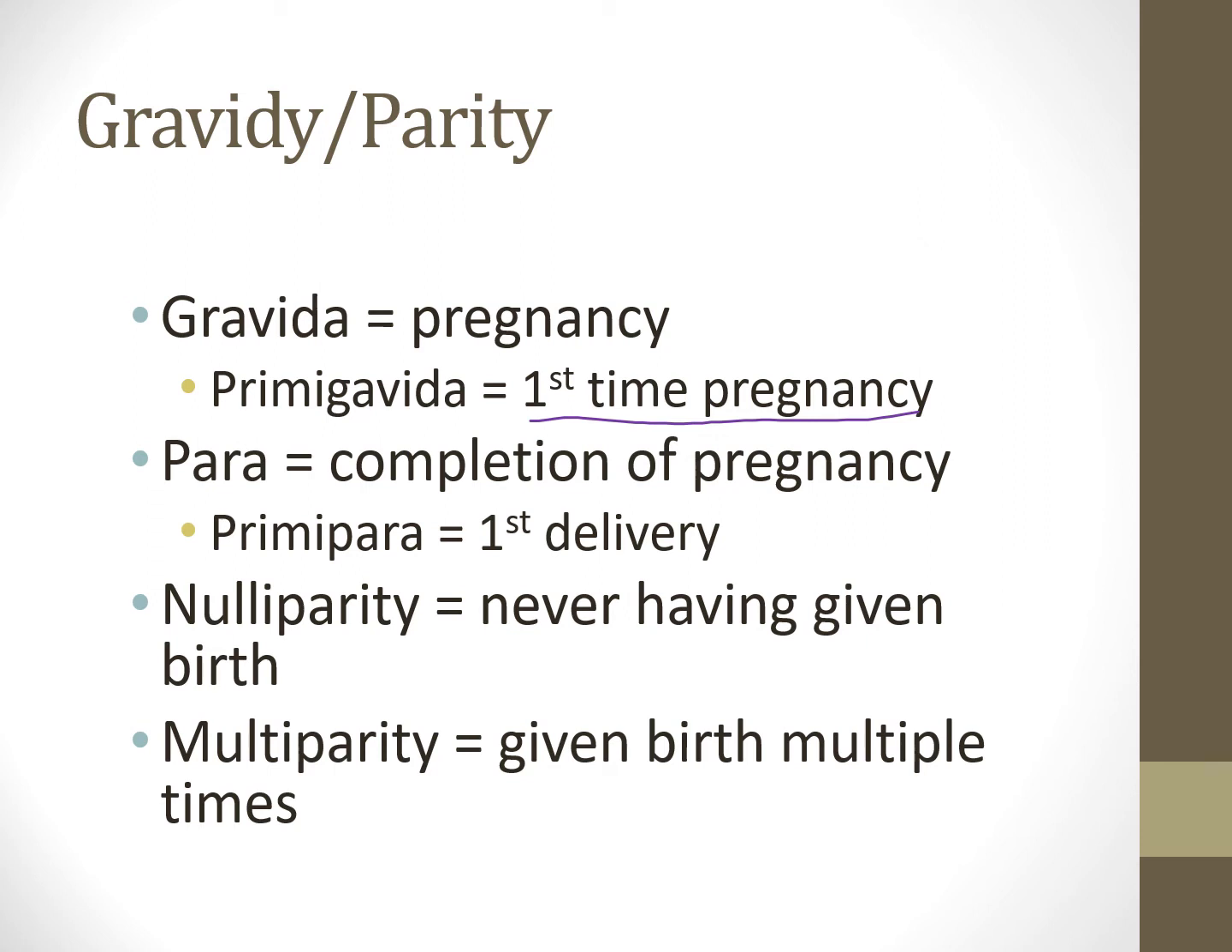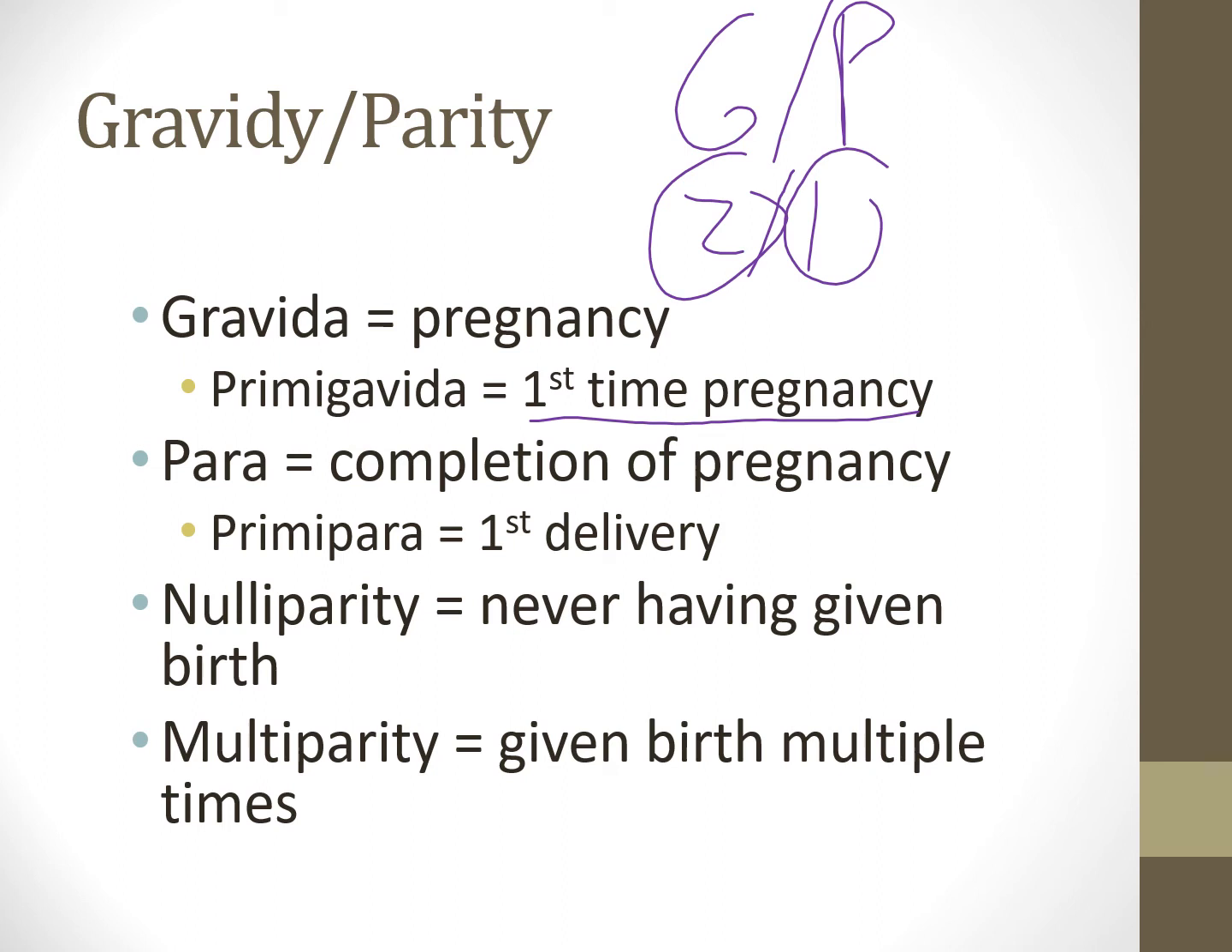When you go to those deliveries, para means they've had completion of pregnancies. So primipara means they've delivered their first baby, right? Nulliparity means they've never given birth. And multiparity means they've given birth multiple times. So if someone has a GP score of 2 to 1, well, they've been pregnant twice. They've had 1 completion of the pregnancy. So after that kid is born, they'll be a 2-2, if we're assuming that they complete that pregnancy.